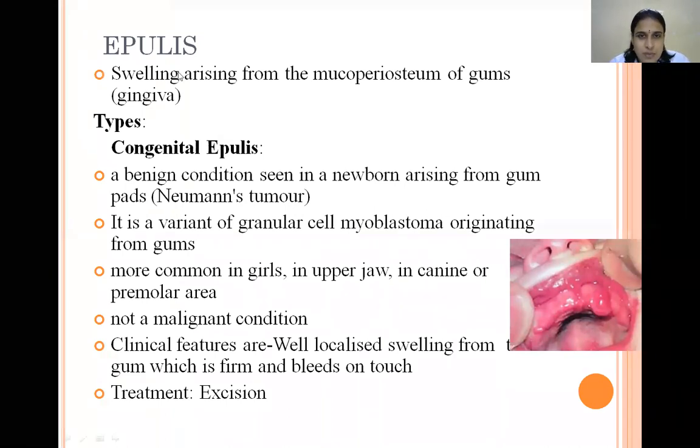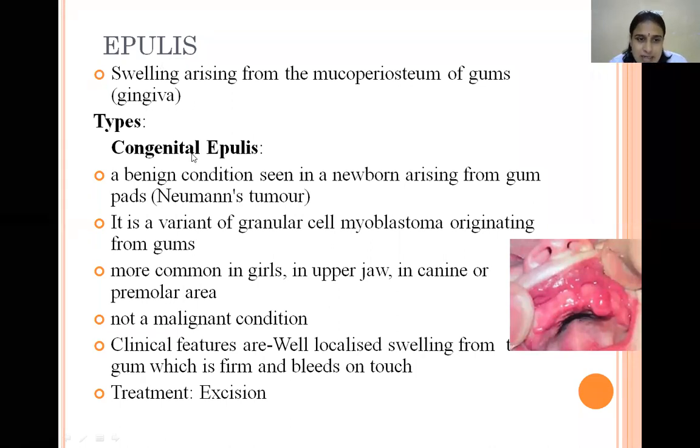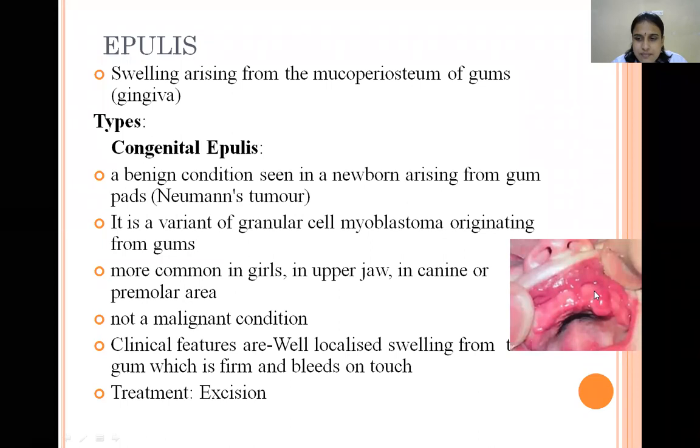So one is epulis. Epulis is nothing but swelling arising from the mucoperiosteum of the gums. Epulis arising from the gums. So, various types of epulis. One is congenital epulis. It is a benign condition seen in newborn. It is arising from the gum pads. It's called Neumann's tumor, arising from the gum pads in a newborn.